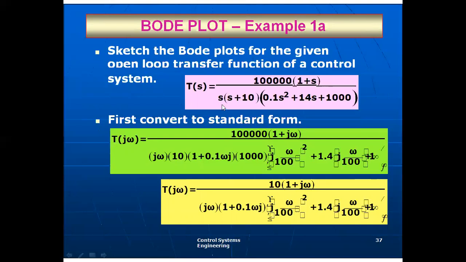And 1 by S will contribute minus 20 decibel per decade. And 1 divided by S plus 10 will contribute minus 20 decibel per decade. Whereas the second order factor, the quadratic factor, will contribute minus 40 decibel per decade. So accordingly, for each corner frequency, the slope will change, right? So while drawing this plot for the given function, we consider all the factors, that is poles and zeros.